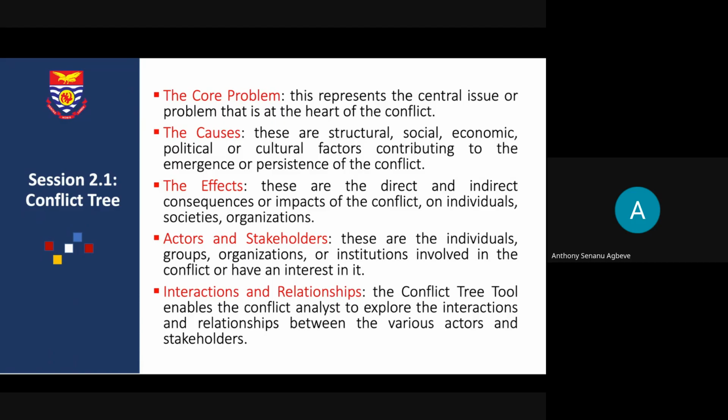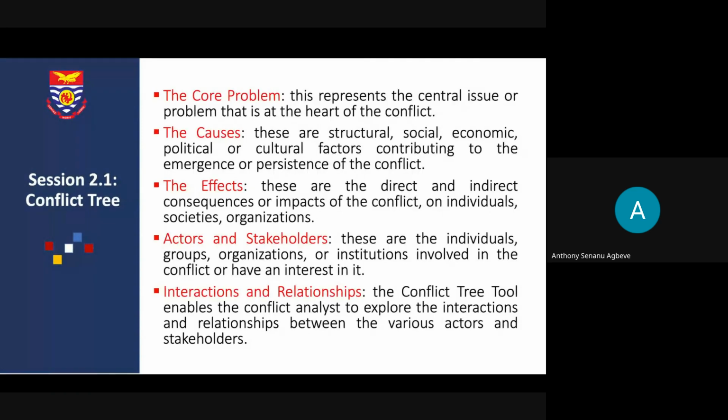So with the conflict tree tool, we have the core problem. One of the components of it is the core problem. This represents the central issue or problem that is at the heart of the conflict. What is the core problem or the core issue that is bringing this conflict?